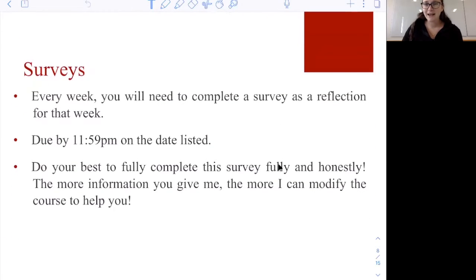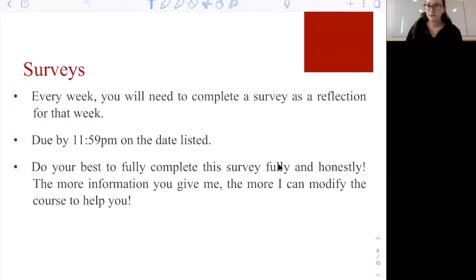Each week, we're going to have a little survey. The purpose of these is for a reflection piece for you guys to reflect on how you feel like you're keeping up, what you're understanding, what you're not understanding. And then it's also for me to be able to understand how you guys are doing in the course and be able to respond and maybe even change how we do things in order to help you guys learn the material better. Those are due by midnight, the date that they are listed.